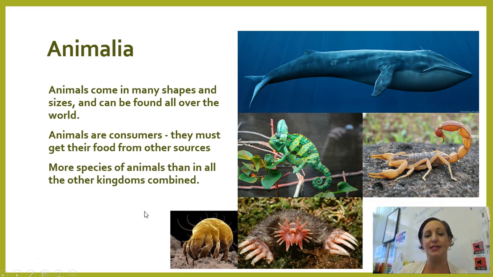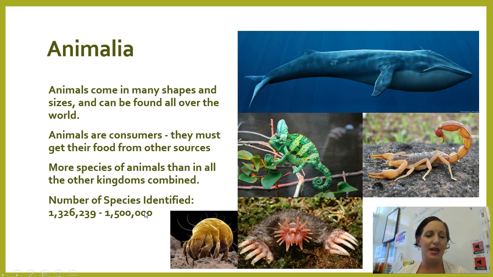There are more species of animals than all the other kingdoms combined. It's a hugely diverse group. Remember, we're starting off with really big animals, right down to microscopic ones like that disgusting little dust mite that I'm allergic to. There's about 1.5 million species of animals that have been identified so far, and new species are discovered all the time, so that number continues to grow.